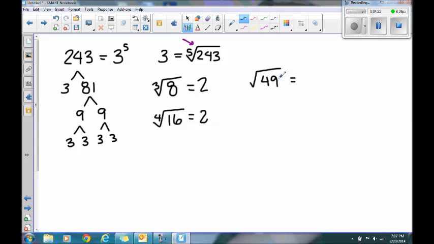And I want the square root of 49. And so I think, well, what do I square to get 49? And that answer is 7. Or what do I square to get 64? And that number would be 8. If I'm asked to find the 5th root of 32, we figure out, what do I multiply times itself 5 times to get 32? And that answer will be 2.